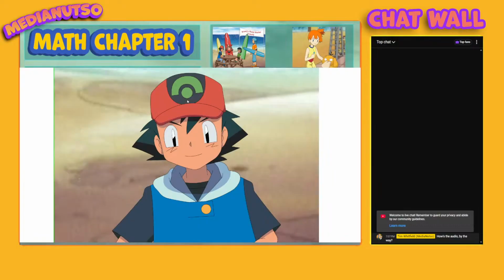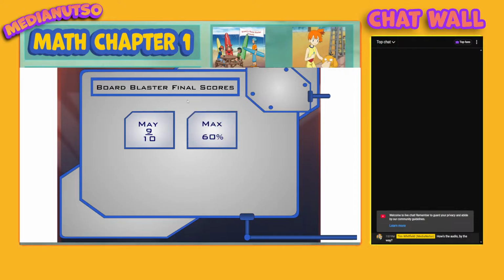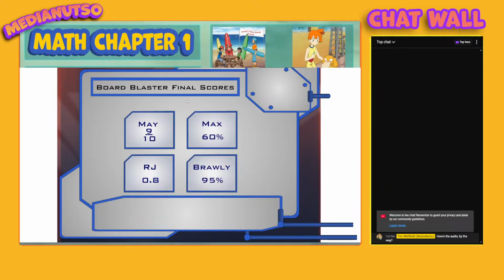That was awesome! I took lots of photos and I used them to keep track of each surfer's score. Come on, let's check to see who was the best surfer in the show. Look, here's May's score. She stayed on her board for 9/10 of her rides. Here's Max's score. He stayed up on 60% of his rides. Here's RJ's score, 0.8. Last of all, here's Brawley's score, 95%.